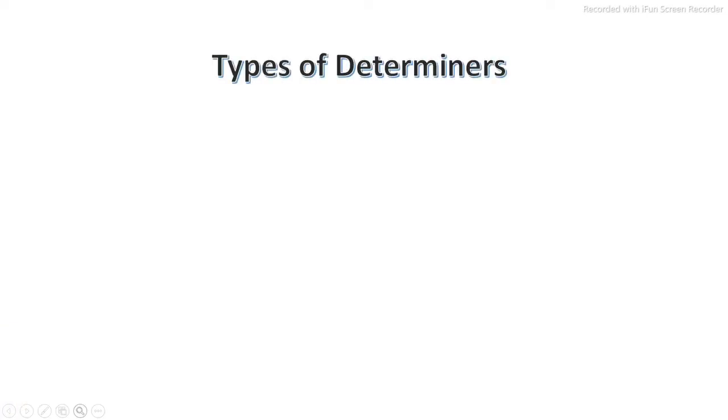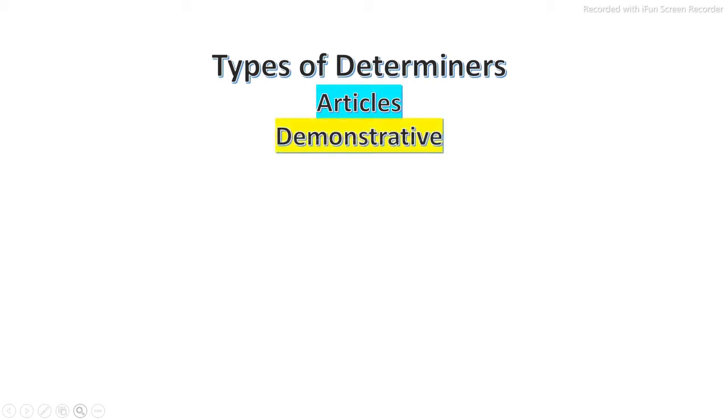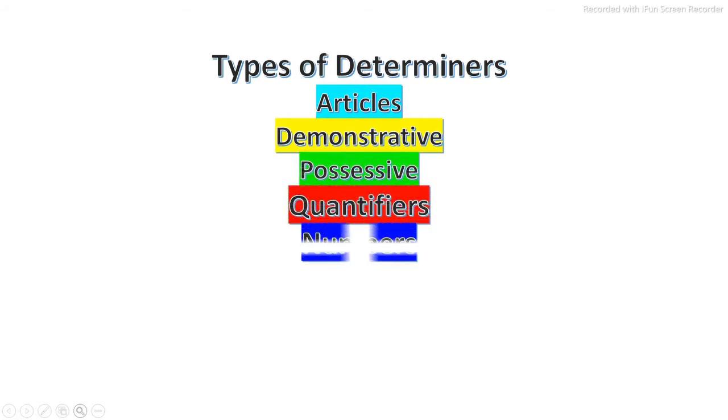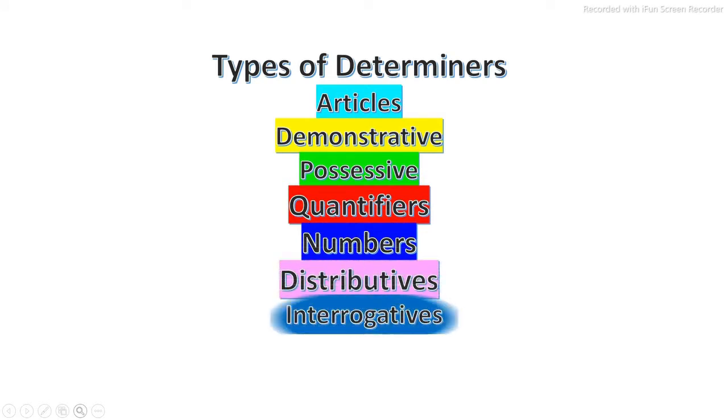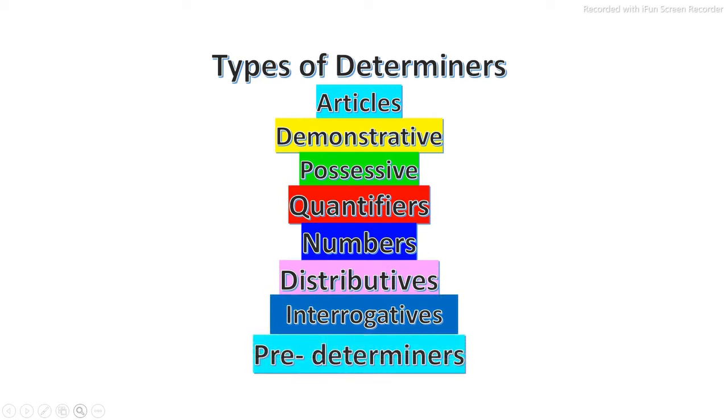Now let us look at the types of determiners. Now we will start with what types of determiners are there. So first, articles, second, demonstratives, third, possessive, fourth, quantifiers, fifth, numbers, sixth, distributives, seventh, interrogatives, and eighth, predeterminers. Now let's have a look at one by one with examples.